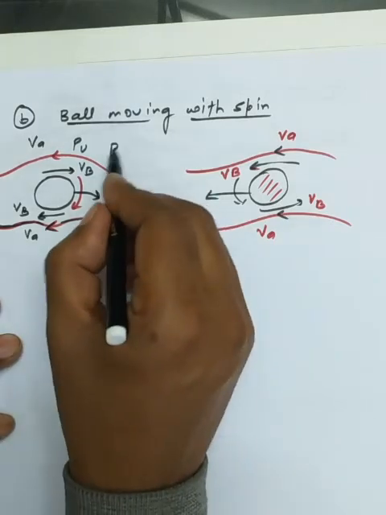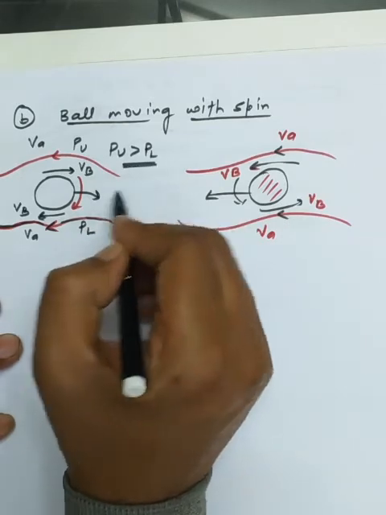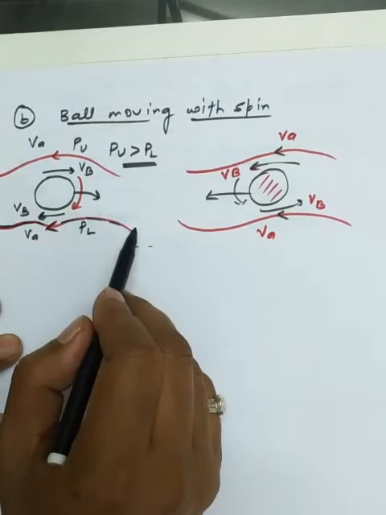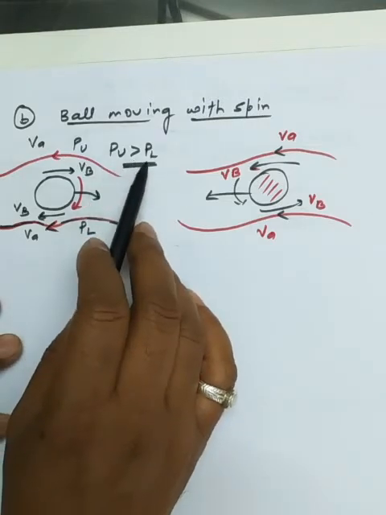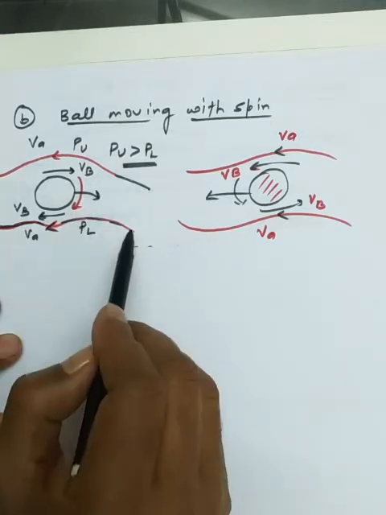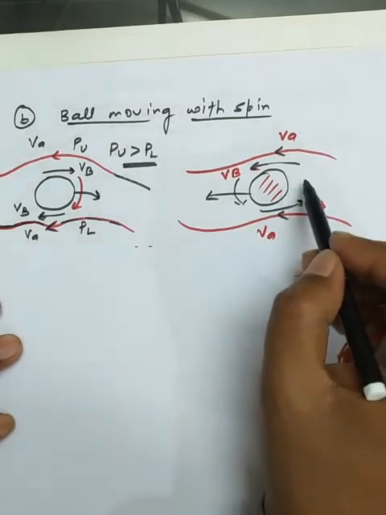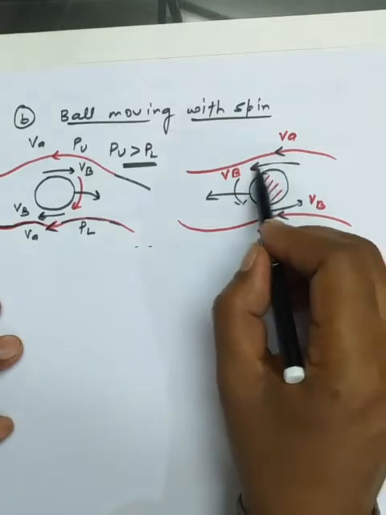So we can imagine that PU is greater than PL. So a little bit of spin movement could be there, a curved path of the ball could be there. The pressure in the upper side is higher as compared to the lower side, so the ball will make a curved path, that is, a spin path. Some bowlers make reverse swing, and definitely they are making use of the help of the air.